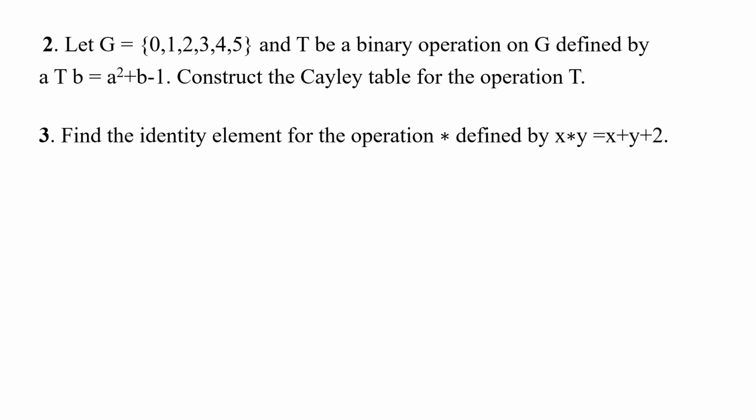Number 2, let set G equal {0, 1, 2, 3, 4, 5}, and T be a binary operation defined by A T B equals A squared plus B minus 1. Then we have to construct the Cayley table for the operation T. Number 3, you have to find the identity element for the operation star defined by x star y equals x plus y plus 2.